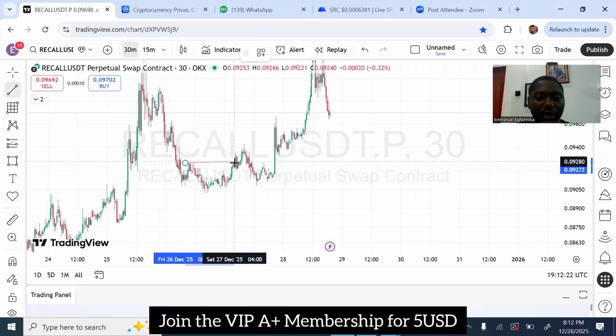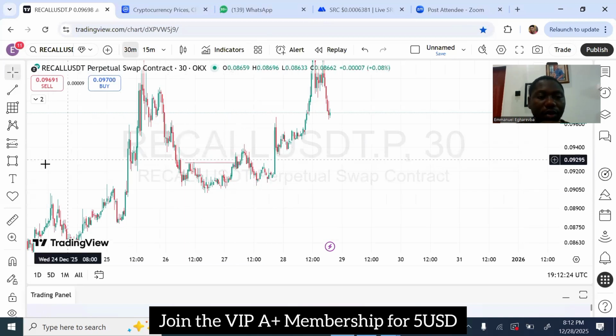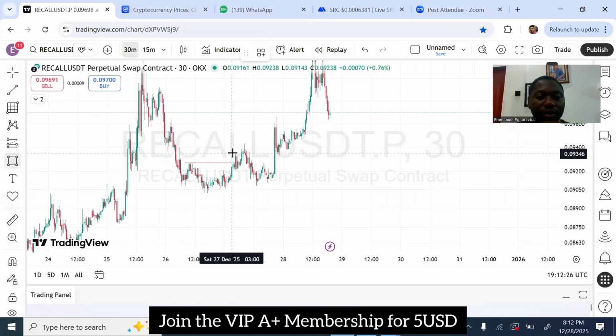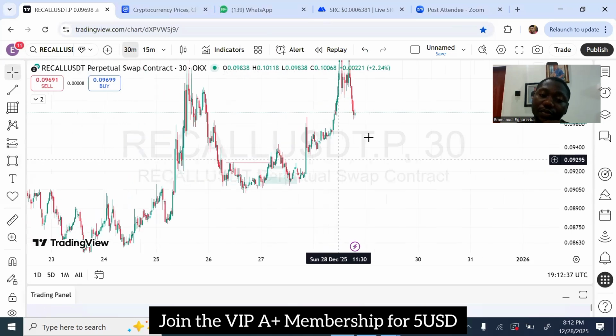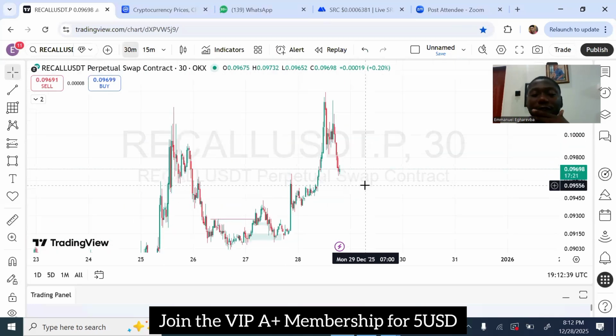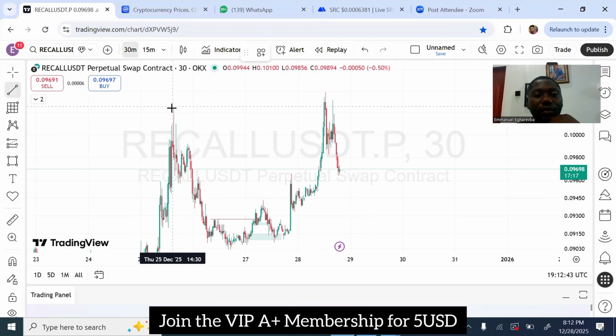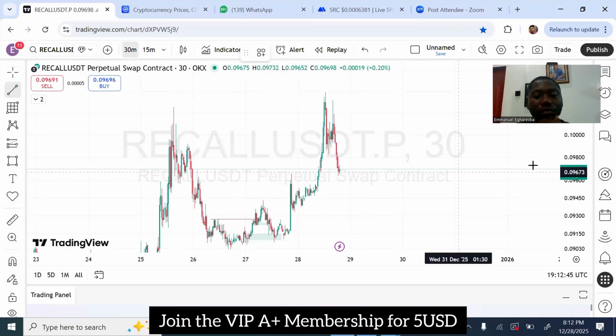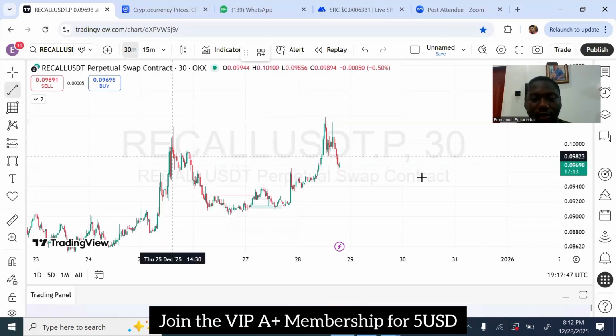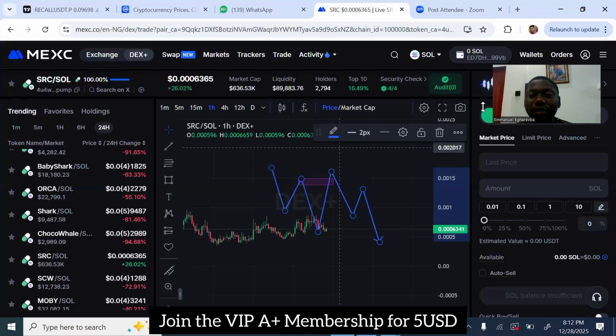Now see where we got confirmation. We had a break from here. Normally, after this break of structure, the second one, most traders would have bought from here. But I did not. Instead, I bought here. This was where I took my entry from. All right. This was the area where I took my entry from. So guys, basically this is just how the model works.